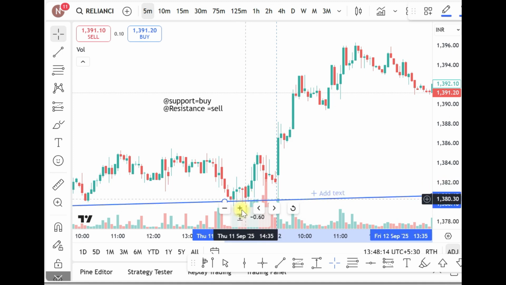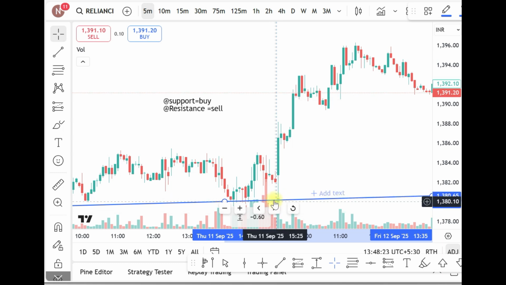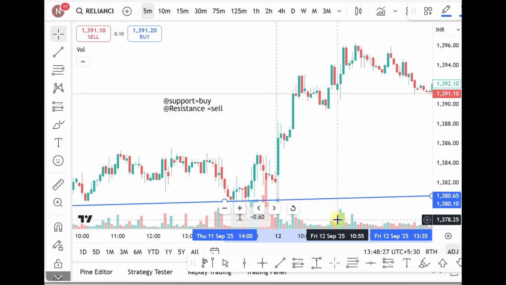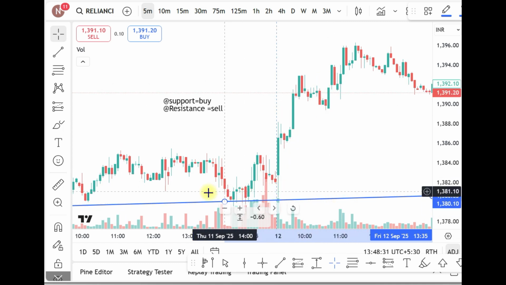Support is a point on a chart where it doesn't allow the price to fall further, right? Because the demand is more, the buyers are more, and they don't allow the price to fall further, and the price bounces back. This is a major support.